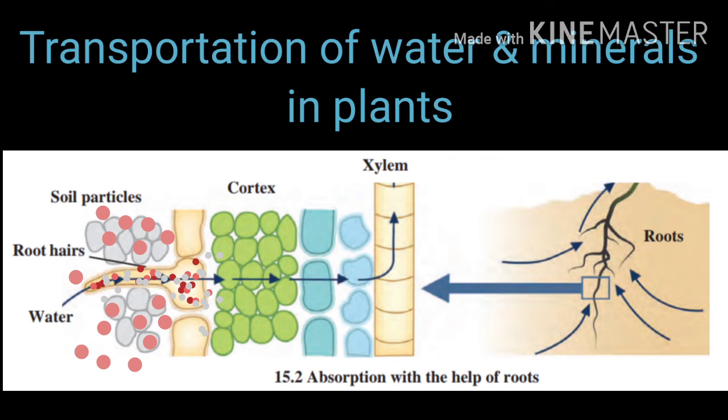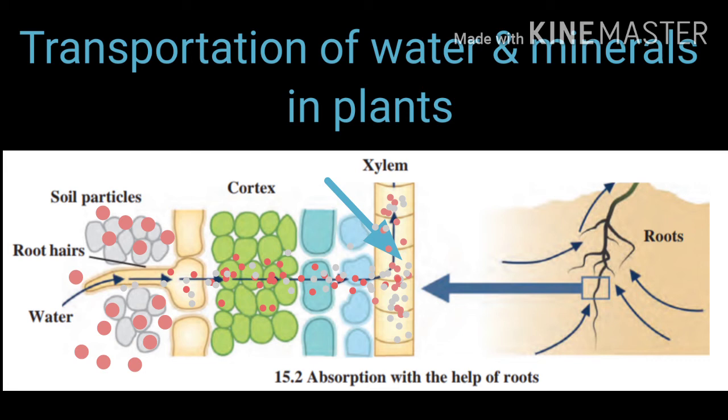Now root cells swell up and become turgid, that is, they exert pressure on the neighboring cells, and hence under this pressure water and minerals reach the xylem of the root. You can see in this picture here, and to reduce this difference in concentration they are continuously pushed forward. That means from high pressure to the low pressure.